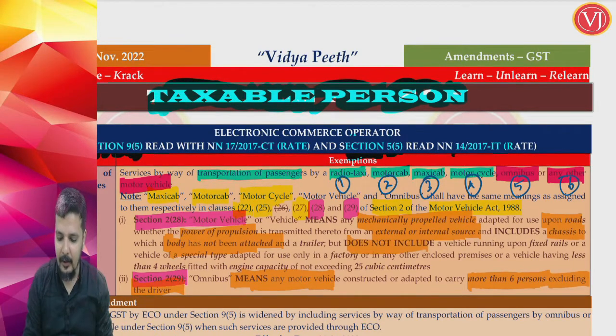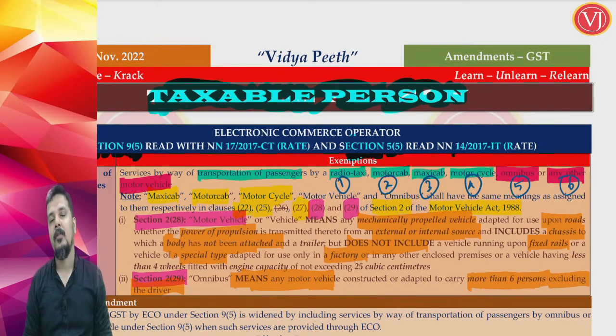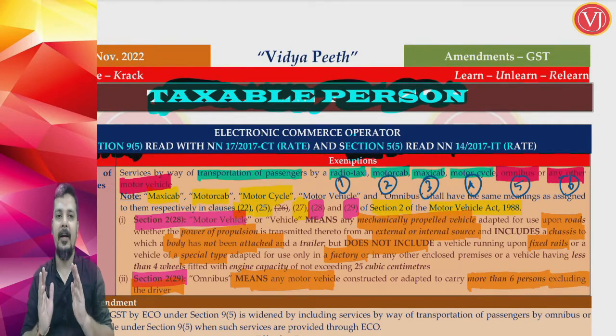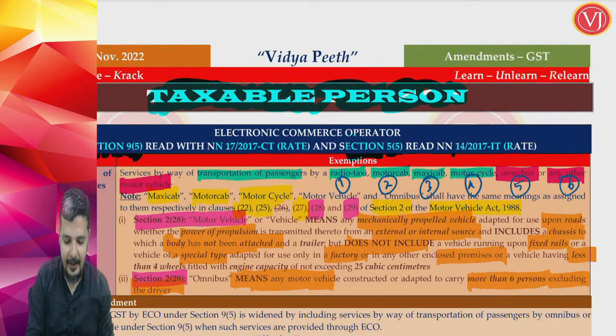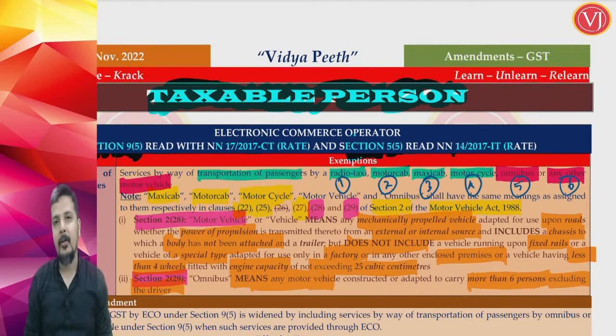It will not include a vehicle which is running upon fixed rails, or which is of a special type used only in a factory. So if it is going on a fixed rail, there is a particular channel through which that vehicle will go. That motor vehicle we are not talking about, nor are we talking about any special vehicle used in a factory or a particular premises, right? Or a vehicle having less than 4 wheels fitted with an engine capacity not exceeding 25 cubic centimeters. So 3 categories are not covered.